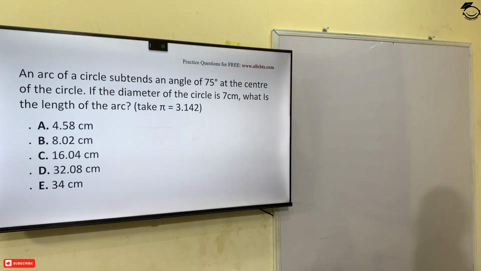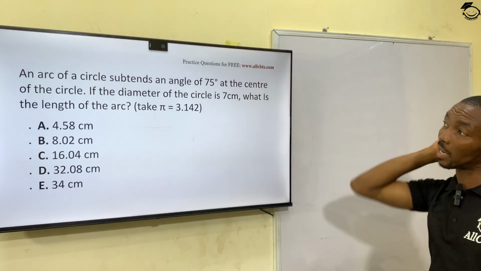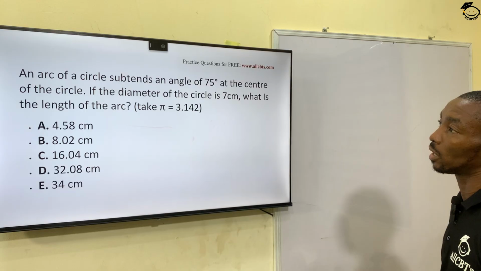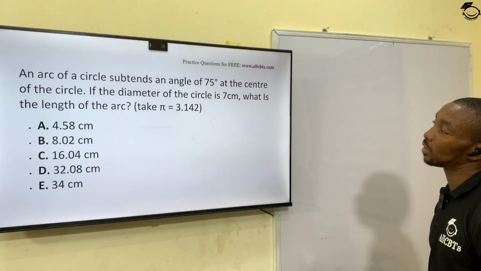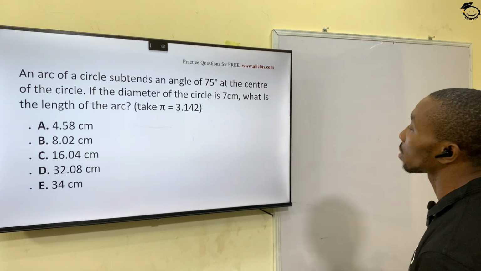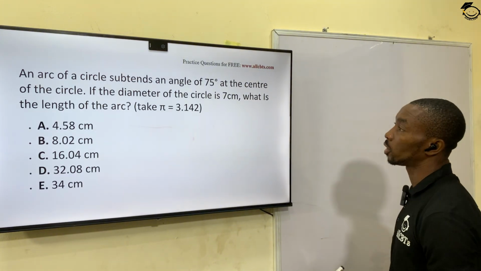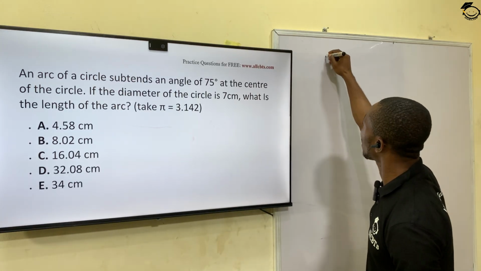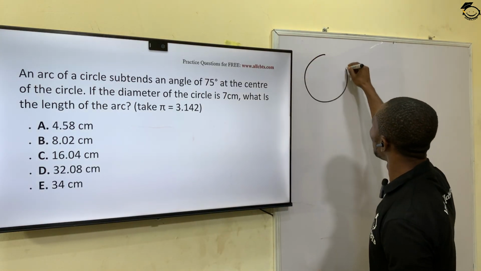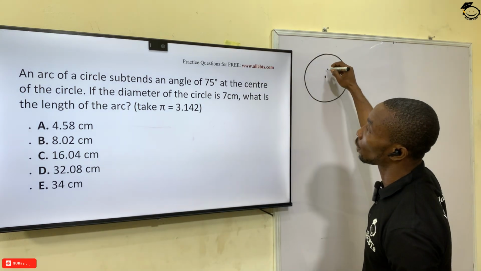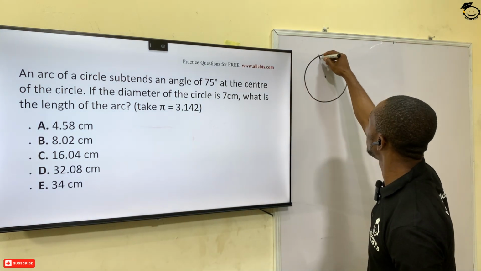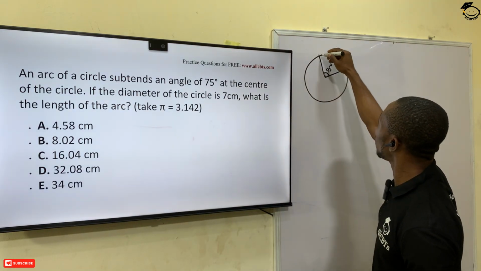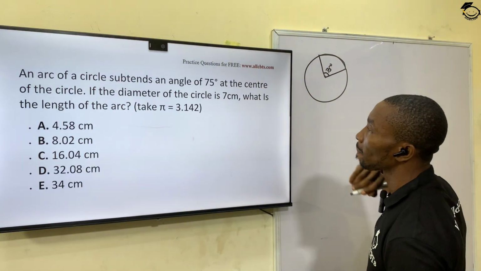All right, now our next question says an arc of a circle subtends an angle of 75 degrees at the center of the circle. If the diameter of the circle is 7 cm, what is the length of the arc? Now we should take pi to be 3.142. Now, if we have a circle, so for us to find this sector, and this is said to be 75 degrees, we have to find the length of this arc.